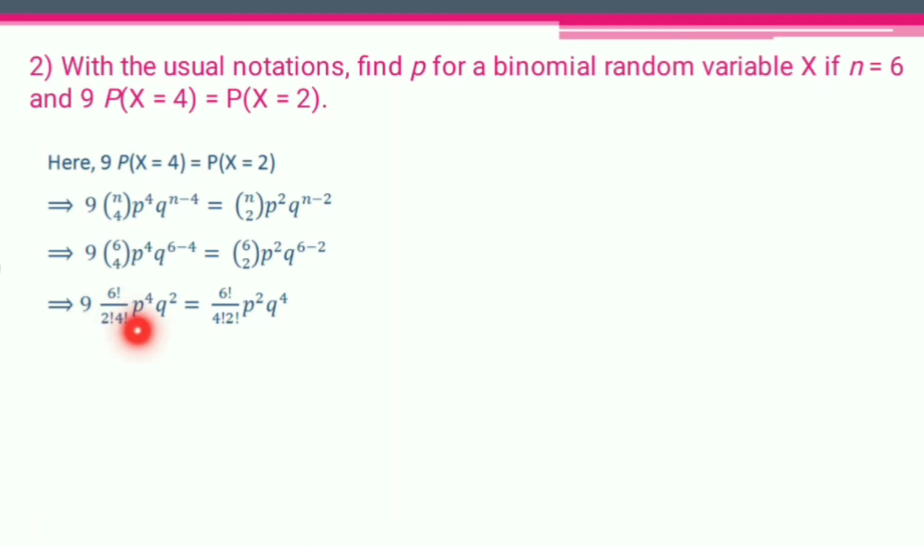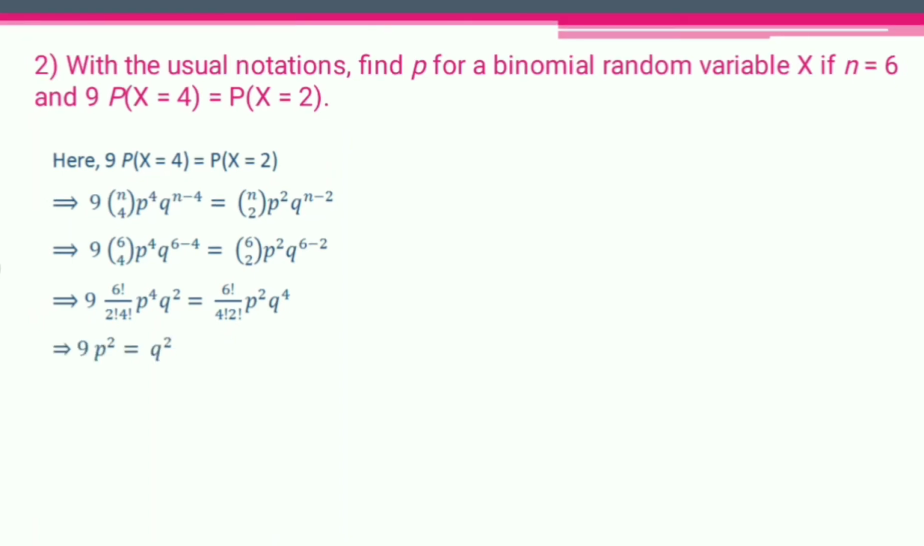Now this 6 factorial, 2 factorial into 4 factorial can be cancelled with this 6 factorial, 4 factorial, 2 factorial. So we will get 9p square. How are we getting p square? P raised to power 4 can be cancelled with p square, and we'll be left with p square only. So 9p square equal to q square. q4 can be cancelled with q square, so we'll be left with q square.